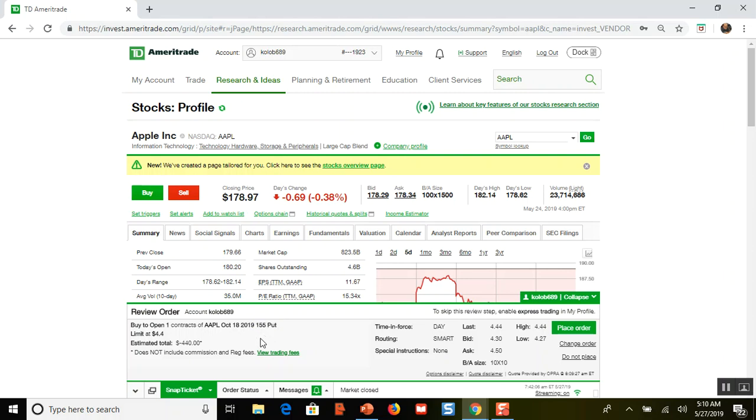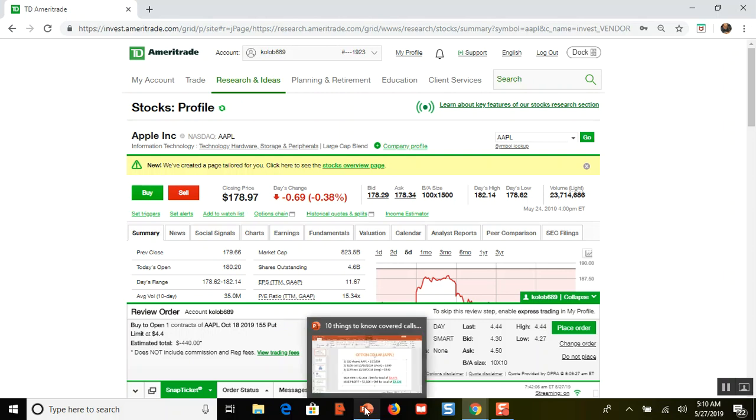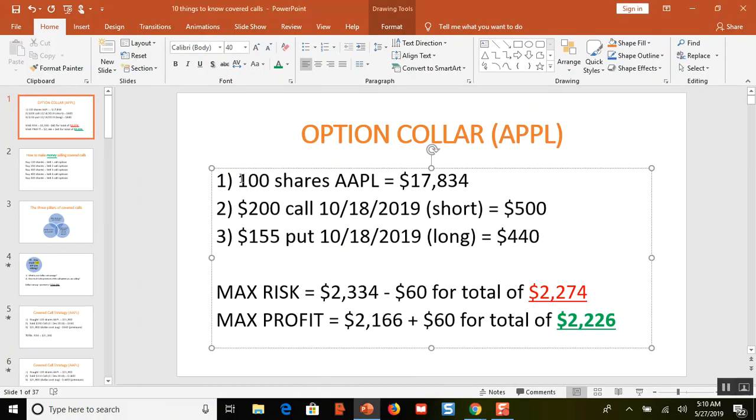Now, if you want to, you can just buy the stock and just hold it and just ride through the storm and hope it comes back. But why do that when you can set up an option collar like this? And so I put all the numbers here in PowerPoint. So here's the numbers right here.